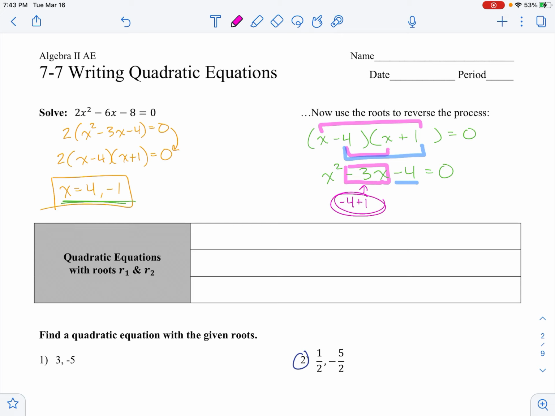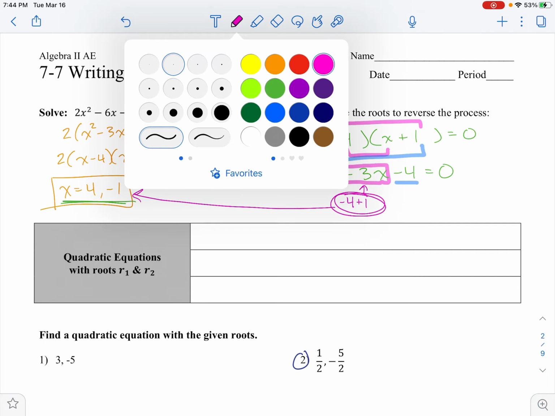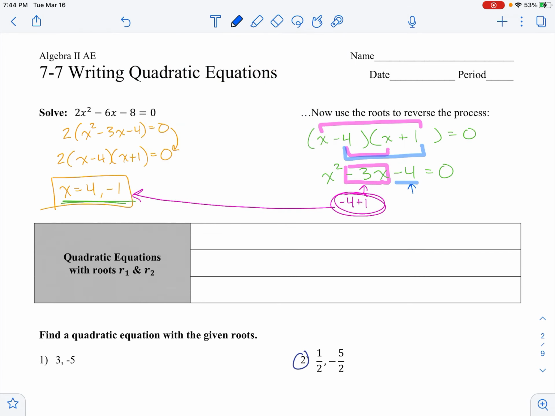Hey, where have we seen these numbers before? They were our roots. In blue, how did I get -4? I multiplied -4 times 1. Again, hey, where did I get those numbers from? They look almost exactly like our roots. So what we're going to do here is we're going to just notice those patterns that happen.